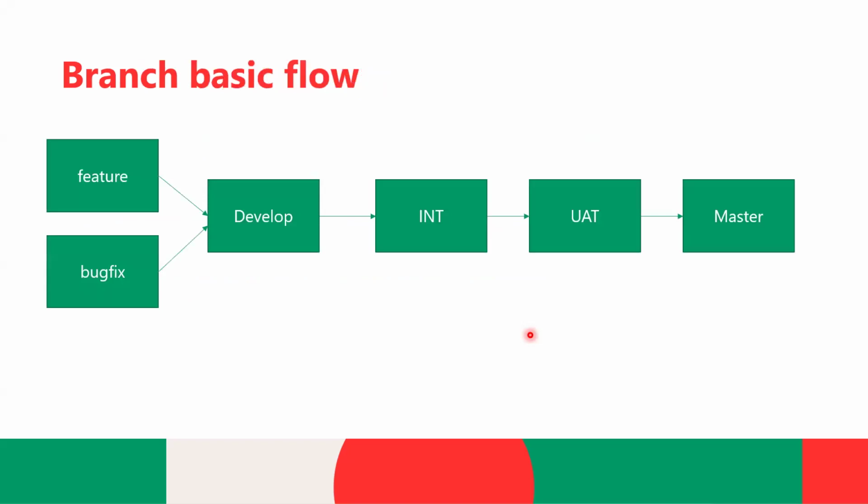Okay. Branch basic flow. So this is a basic flow for any project. Any project in the world tends to follow this process. Maybe INT and UAT will be combined because some projects believe in having only one branch for INT and UAT. They don't have any separate integration branch or environment. So this is the basic flow. I will explain it quickly.